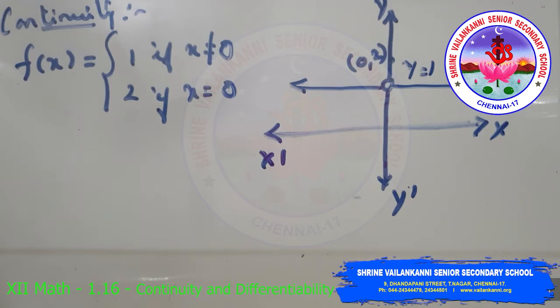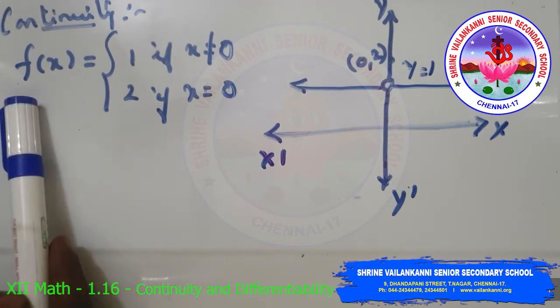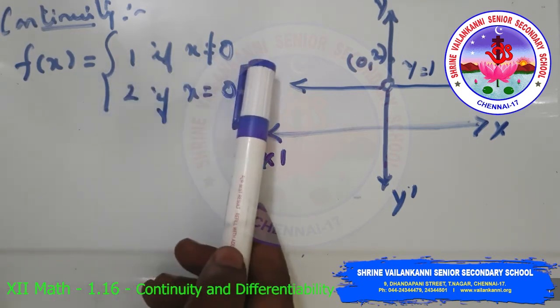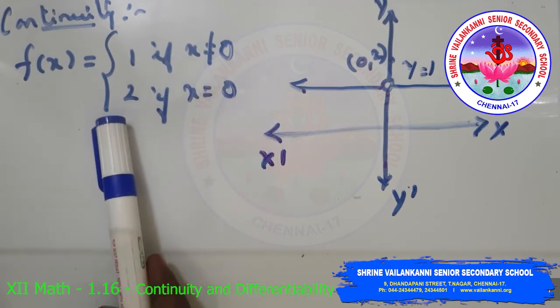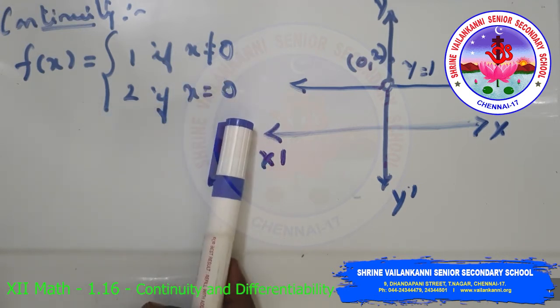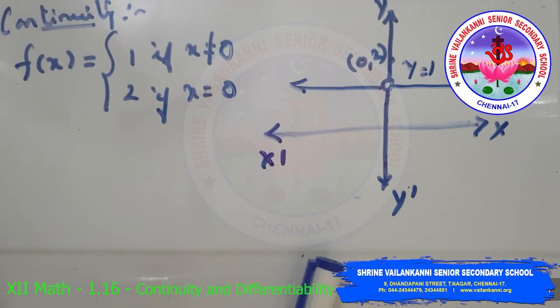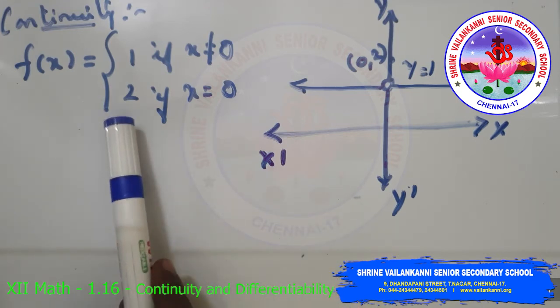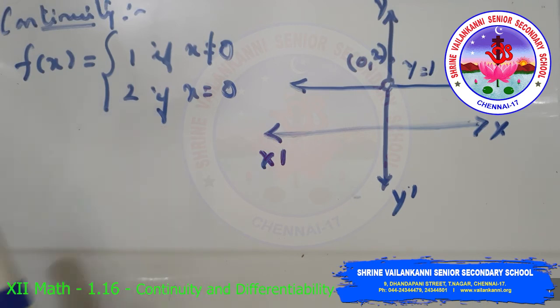Consider the function defined as f of x equal to 1 if x is not equal to 0 and equal to 2 if x is equal to 0. This function is also defined at every point. The left hand and right hand limits at x equal to 0 are both equal to 1. But the value of the function at x equal to 0 is 2, which does not coincide with the common value of the left hand and right hand limits.